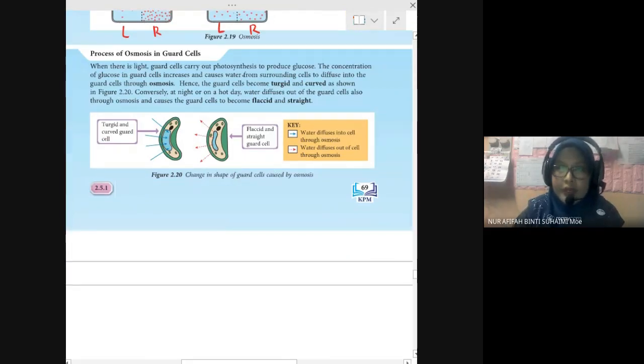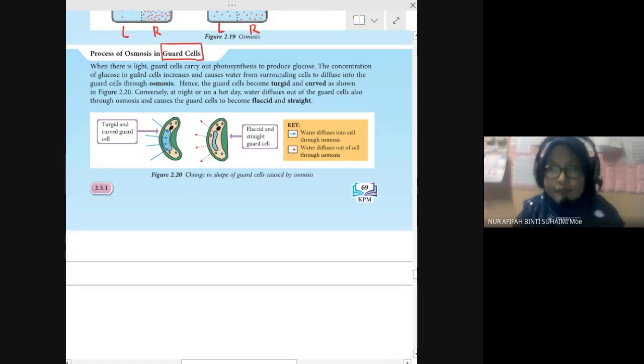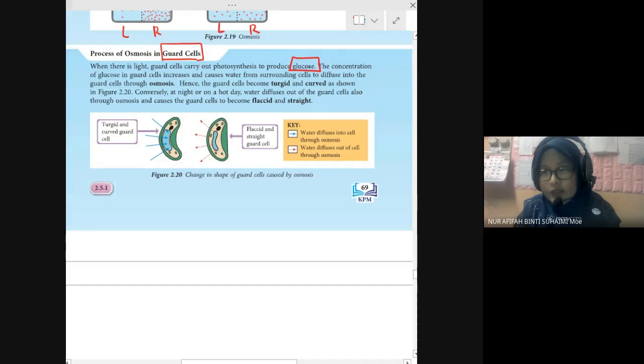Okay, now we apply the process of osmosis in the guard cell. Actually, the process of osmosis occurs in the guard cell. Okay, when there is light, the guard cell carries out photosynthesis to produce glucose. So when photosynthesis occurs, the glucose increases. The concentration of glucose will increase during photosynthesis. Then the water level in the guard cell decreases. Then the osmosis process will occur.